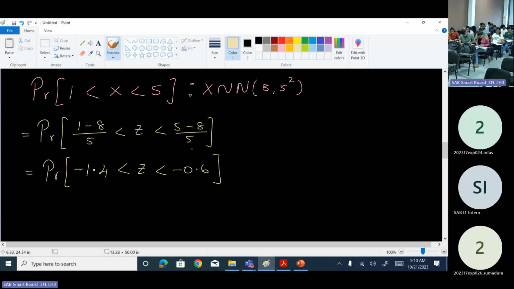We are in the z scale. You can draw the z scale sketch. Both are negative values. 1.4 maybe somewhere there, 0.6 maybe somewhere here. We want the in-between region. 1.4 you refer, 0.6 you refer, subtract.